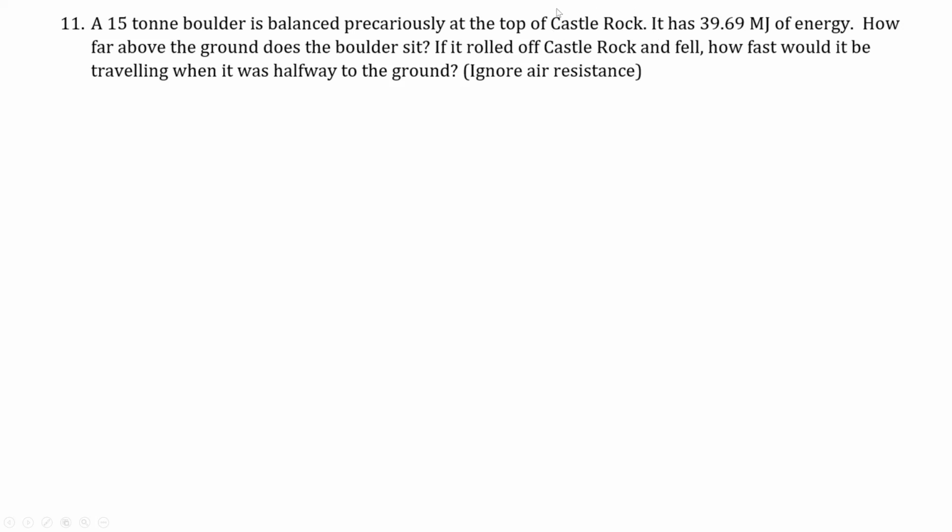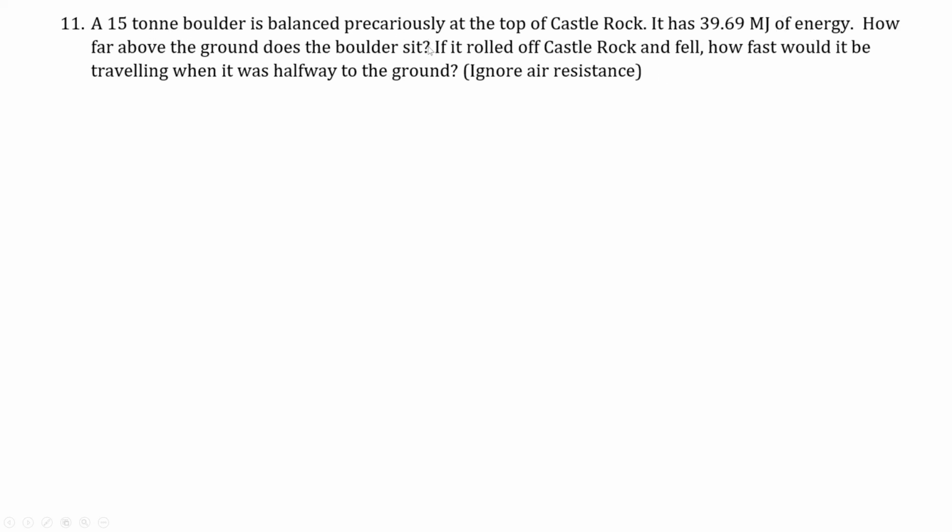Castle Rock near Albany in the Porongurups. 15-ton boulder. There is a boulder up there. Everybody's probably seen it who's hiked up there. Looks like it's balancing. It's not. It's actually attached underneath. It's just weathered around to make it look like it's balancing. Eventually it will fall off though. Has 39.69 megajoules. Okay, mega, million. 39.69 million joules of energy. It's a pretty big boulder.